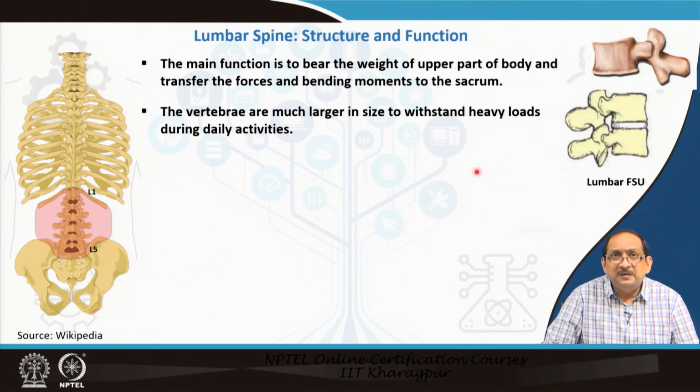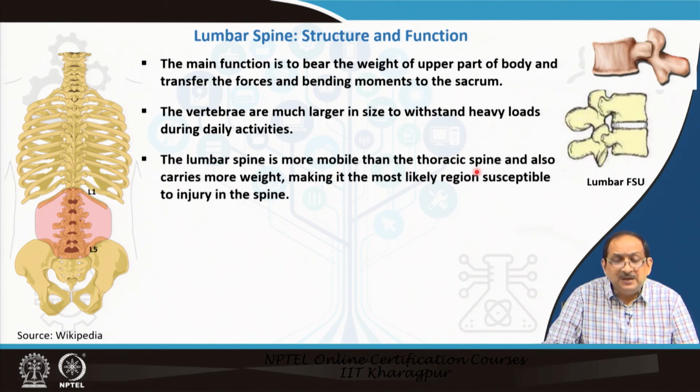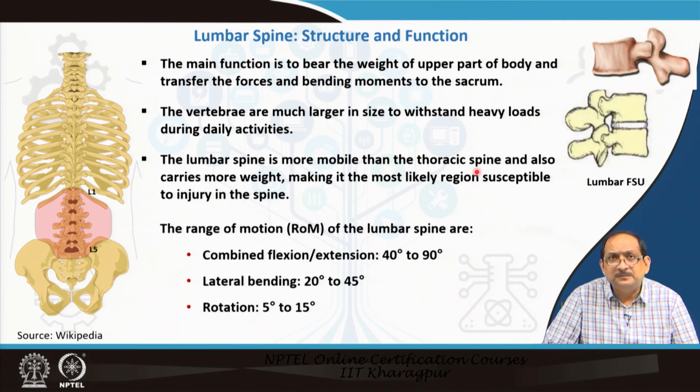The vertebrae in the lumbar spine are much larger in size in order to withstand heavy loads during various physiological activities. The lumbar spine is more mobile than the thoracic spine and also carries more weight, making it the most likely region susceptible to injury in the spinal column.